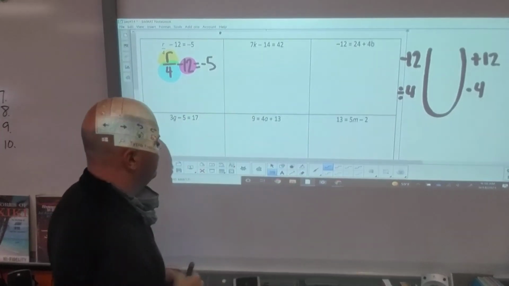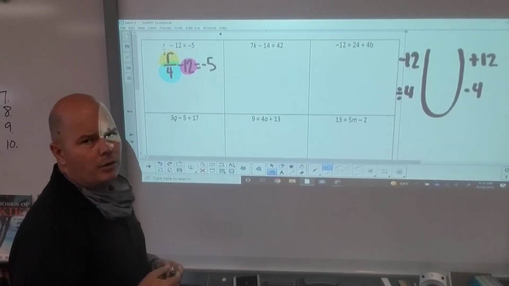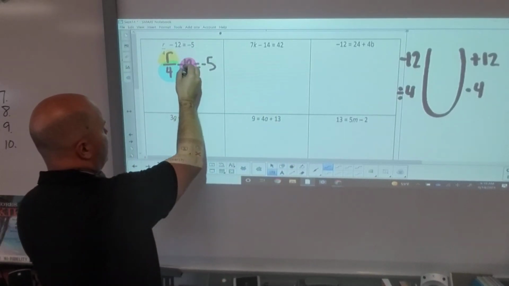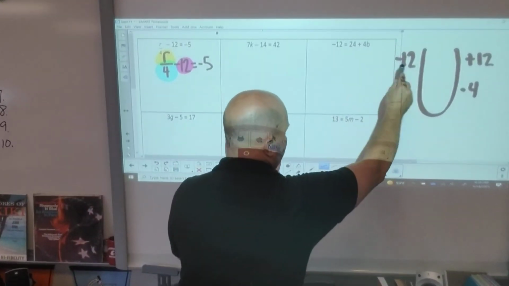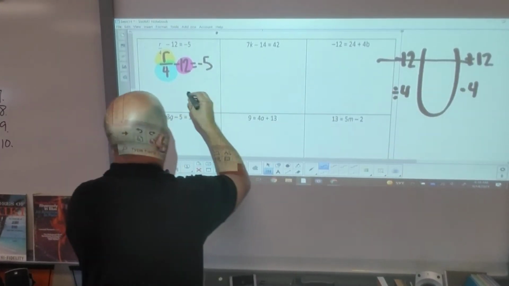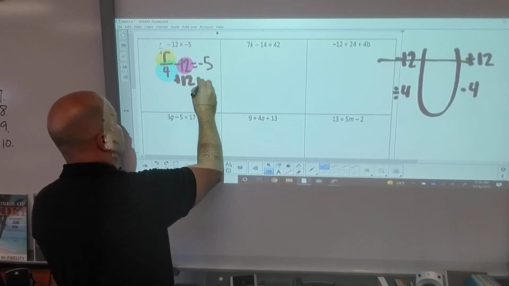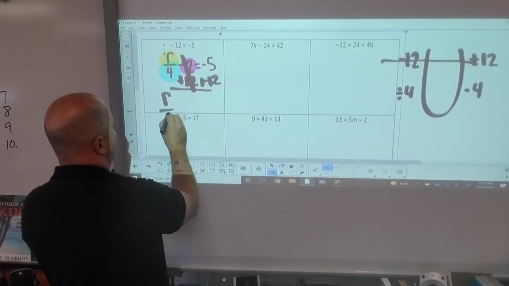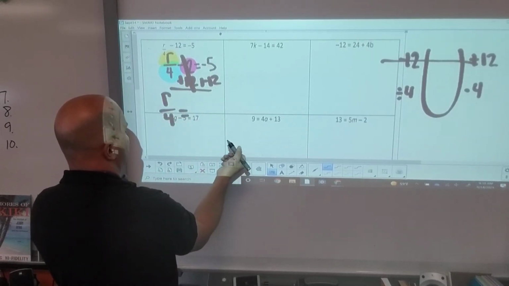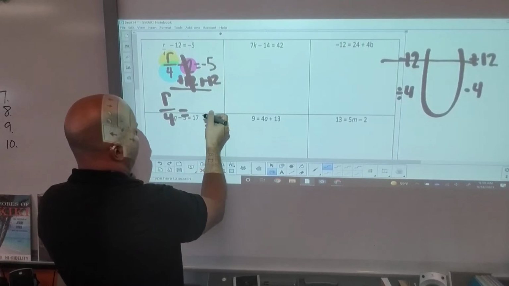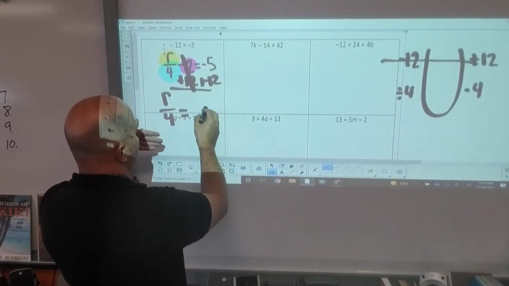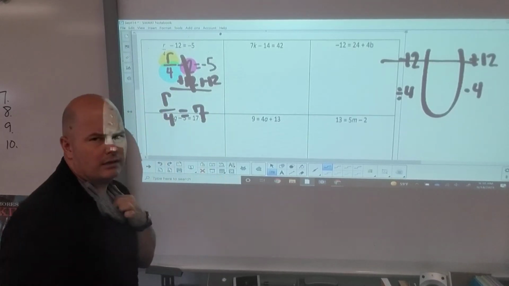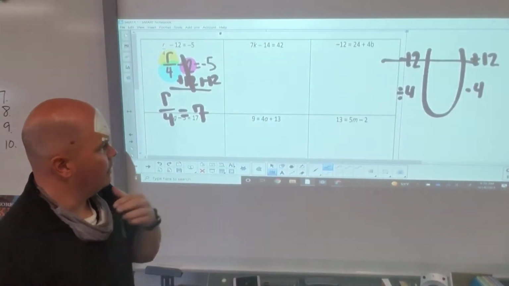Good. Okay? So to do that, I'm just going to break it down and follow those steps. So if I have minus 12, to get rid of it, I need to add 12. So I'm going to cross that off, and I'm going to add 12 to both sides. Plus 12, plus 12. That's 0, so it's gone, and I'm left with r over 4 equals negative 5 plus 12, which is going to put me at positive 7. Okay, so I'd be at r divided by 4 equals 7.